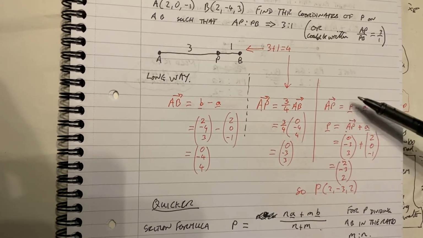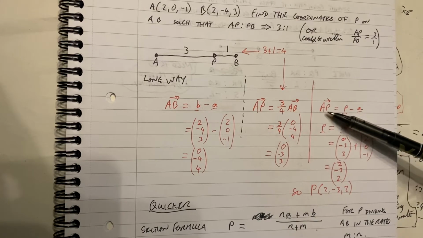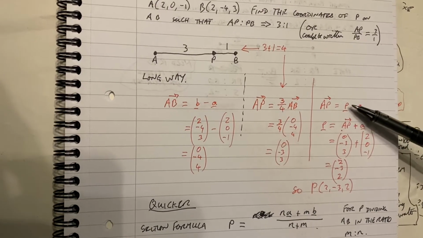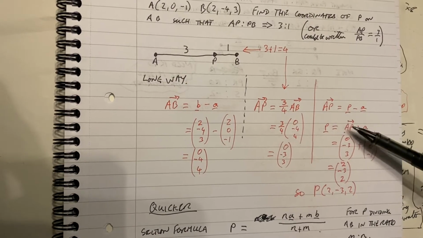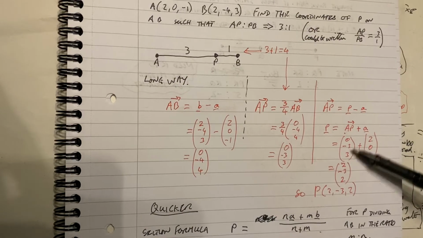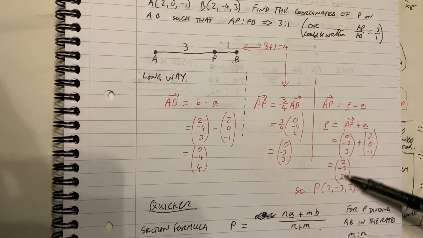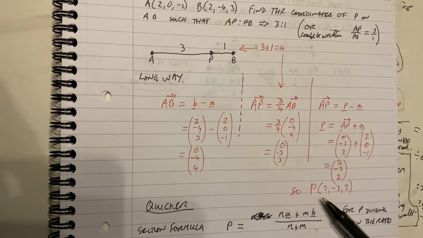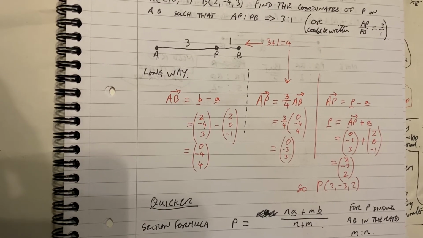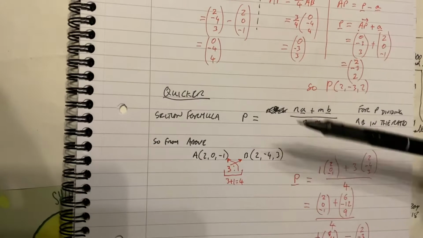We know that AP is P minus A, the one you go into minus the one you've come from. The only one we don't know is P, the position vector of P. So AP plus the position vector of A should give us the position vector of P. So we do it that way. We get our position vector of P and then we turn it down to get P, the point (2, -3, 2). Now, a quicker way of doing it is using section formula.